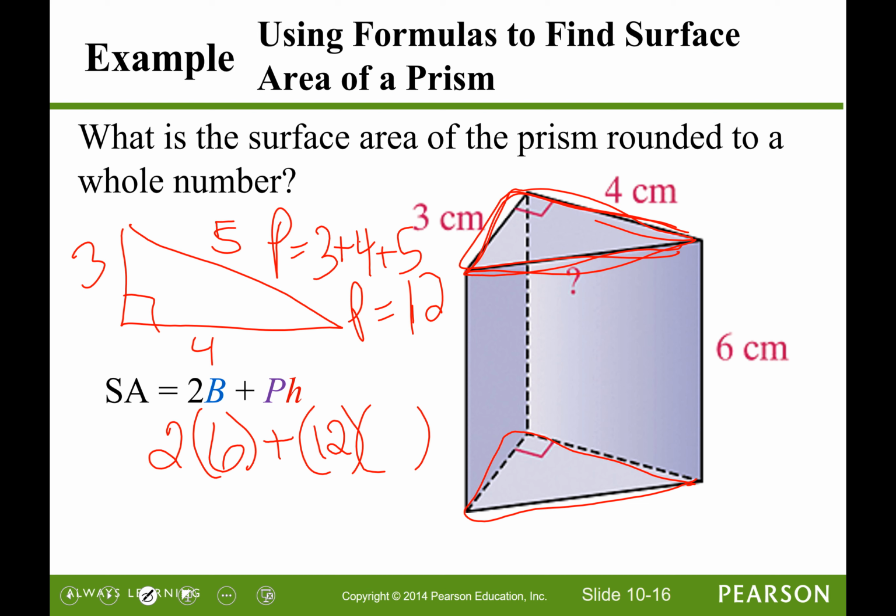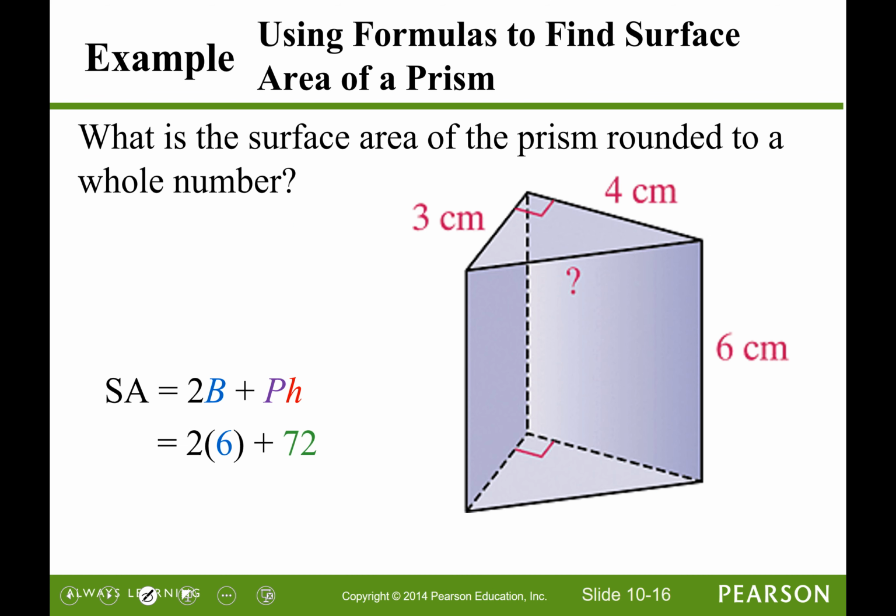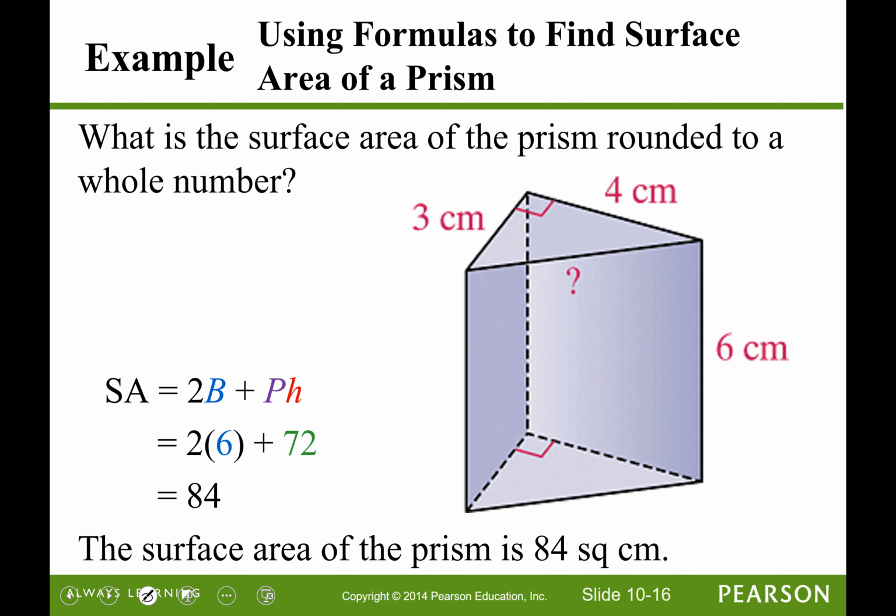Third blank, lowercase h. That would be the height. And we got lucky this time. They gave it to us. The distance between those 2 triangles is 6 centimeters. So 6 there. If we do 2 times 6 plus 12 times 6, then we get our surface area is equal to 84. I'll erase my writing and show that typed up in just a second. So we end up with 84, and it's surface area, so it's square centimeters. The surface area of the prism is 84 square centimeters.